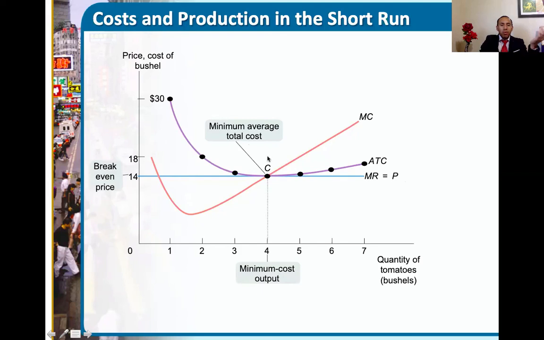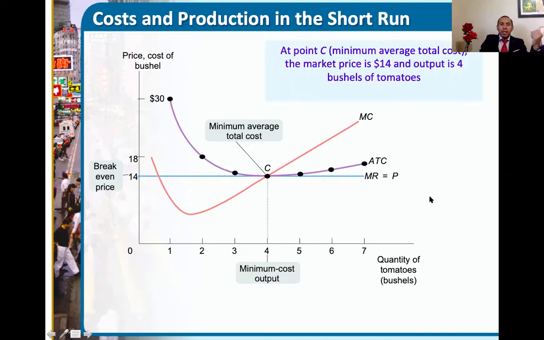Your minimum average total cost point indicates here that you can produce 4 units, minimize your costs, and at the same time, you can charge a market price that is equivalent to your average total cost and break even. This is referred to as a break even. Notice how there's no profits to be made up top and there's no losses to be obtained down below. This is the break even point for the firm. At point C, the market price of 14, you produce 4 units of output for tomatoes. The firm doesn't make a profit and doesn't incur a loss. This is the break-even model. Basically, just the graphs all intersecting at point C.